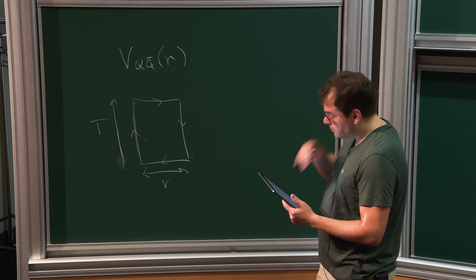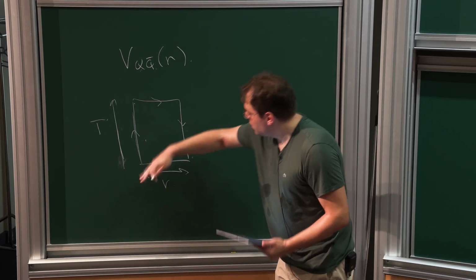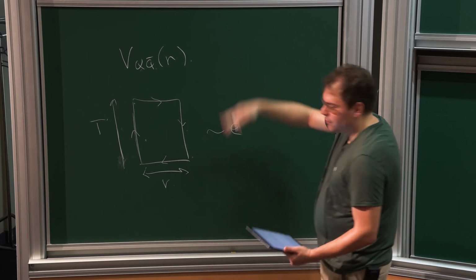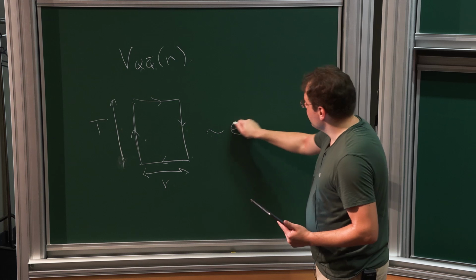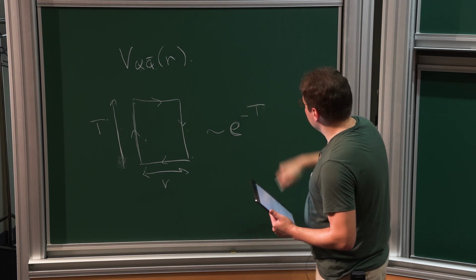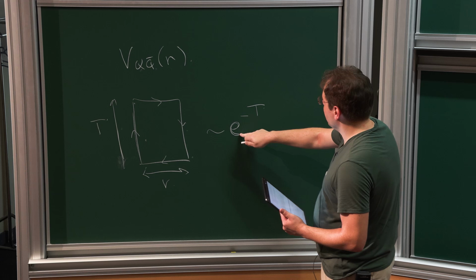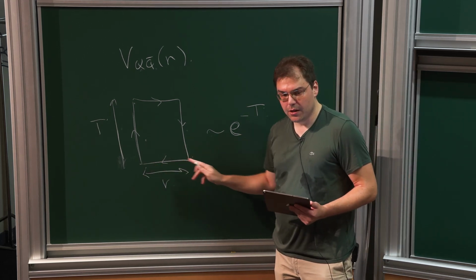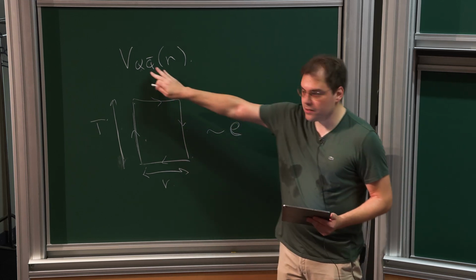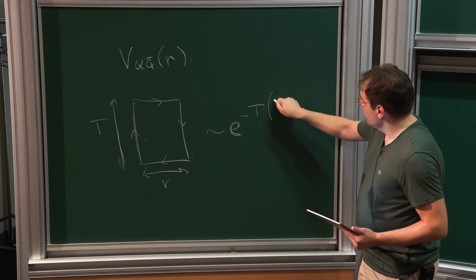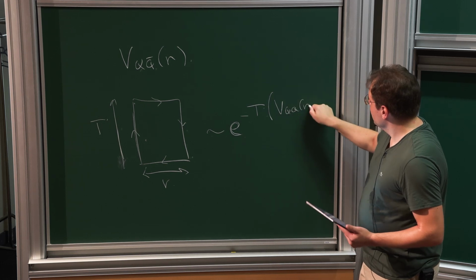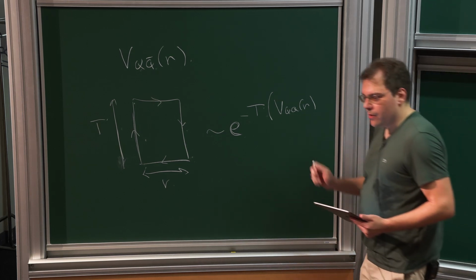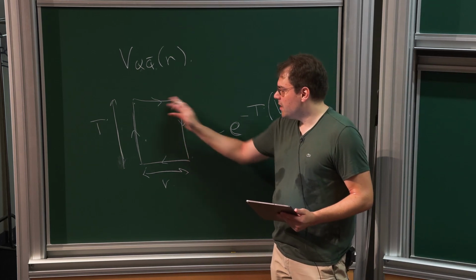And when you take t to be very large, you can argue, using standard Euclidean time evolution, that this gives you a time propagation factor in Euclidean time that goes like e to the minus t times the energy of the configuration created here, and the energy of the configuration created here is this QQ bar pair. So you get V of QQ bar plus twice the mass of the quark. Right, very good.